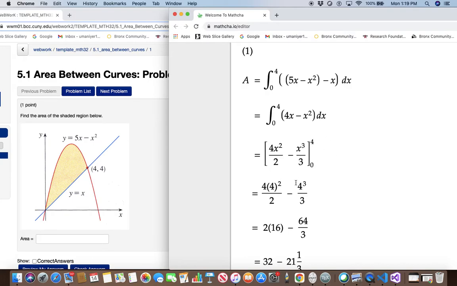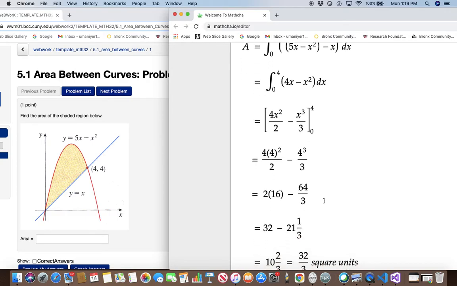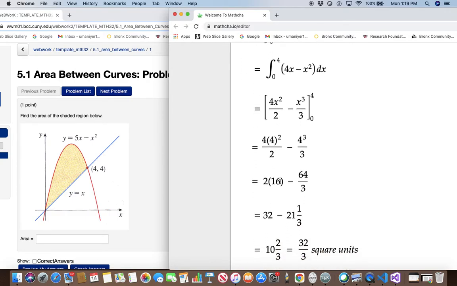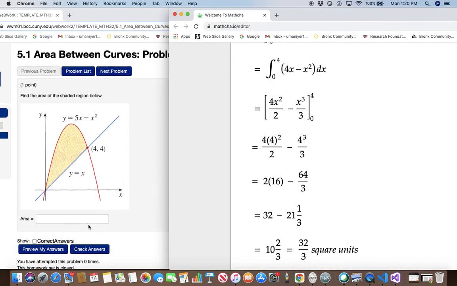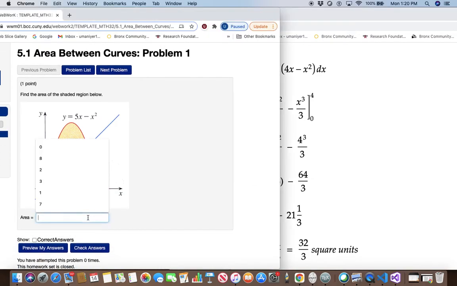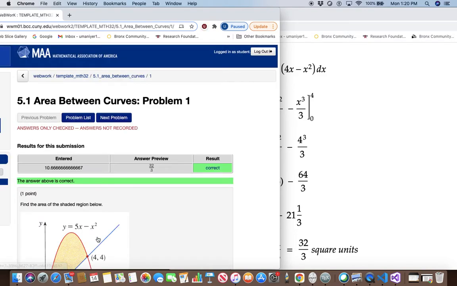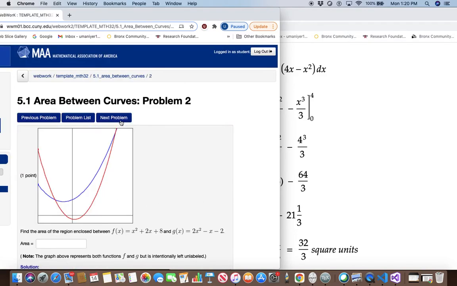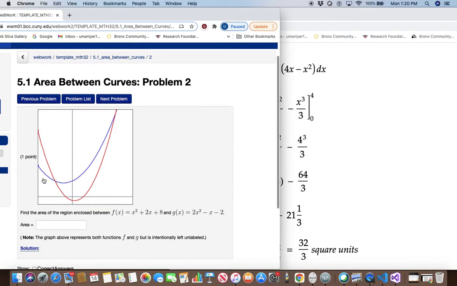Substitute 4. You don't need to substitute 0 because that's going to fetch you 0. So simplifying, all this comes to 32 over 3. This is simple calculation. You can check for yourself, 32 divided by 3. Correct.